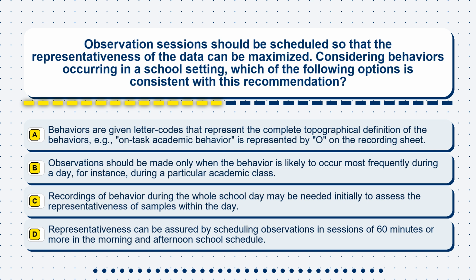Option B, observations should be made only when the behavior is likely to occur most frequently during a day, for instance, during a particular academic class. Option C, recordings of behavior during the whole school day may be needed initially to assess the representativeness of samples within the day. Option D, representativeness can be assured by scheduling observations in sessions of 60 minutes or more in the morning and afternoon school schedule.